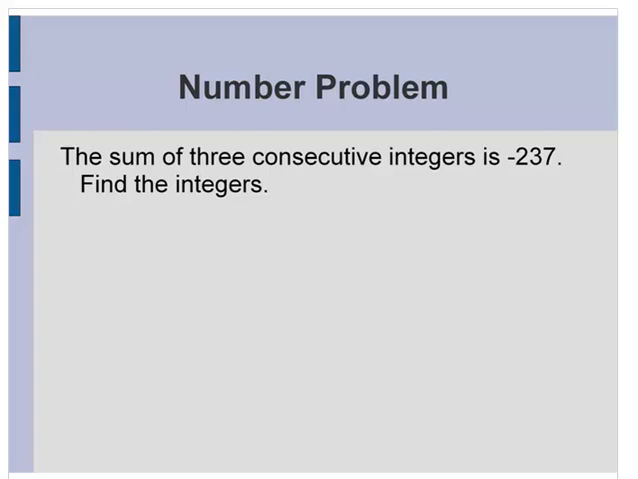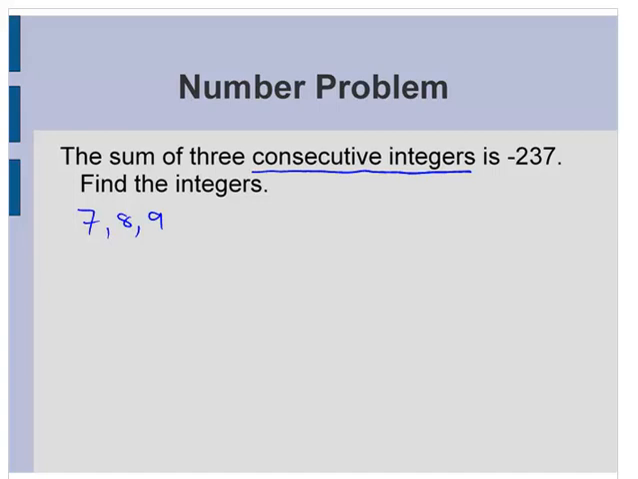The sum of 3 consecutive integers is negative 237. Find the integers. Alright, so this phrase, consecutive integers, may be new to you. So we might need to look something up if necessary before we can solve the problem. Hopefully we don't see this the first time on a test. Consecutive means one after the other. So for example, 7, 8, and 9 are consecutive integers.